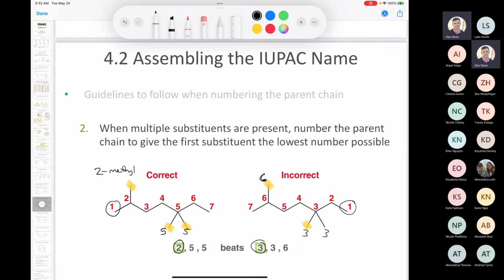You don't have to do any kind of mathematics. 2 plus 5 plus 5 and 3 plus 3 plus 6. It's got nothing to do with any algebra. The answer is you give the first substituent the lowest number possible, and that's it. Don't worry about the rest of the substituents. Just the first substituent on the parent chain gets the lowest possible number.